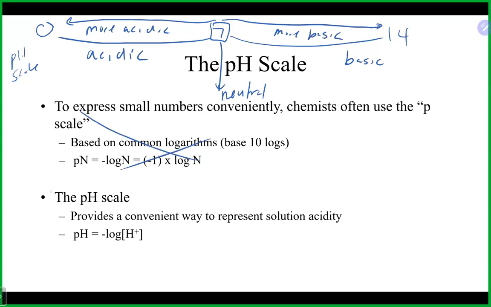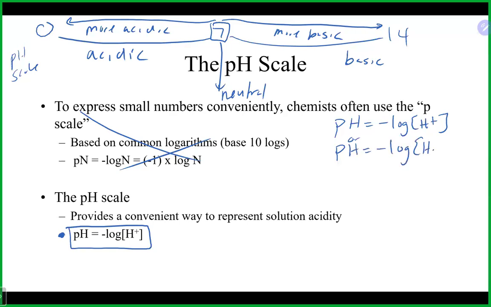You don't have to worry about that if you don't like logs and it feels too mathy. This is the actual pH formula over here, and it's not negative; that's just from PowerPoint. So the pH is equal to minus the log of the H plus concentration. You may also see it written, the pH is equal to minus the log of the H3O plus. Basically same deal between those two.